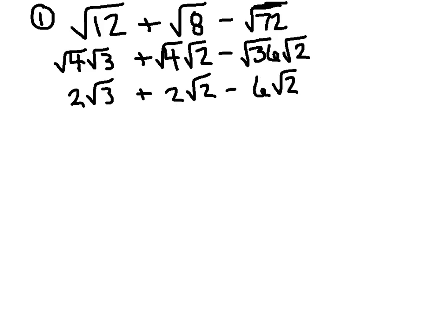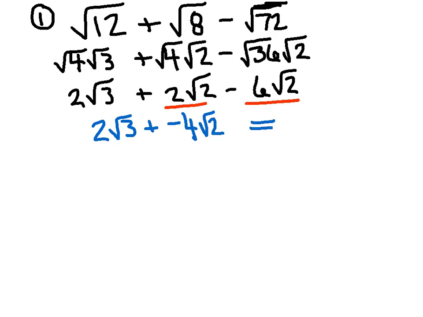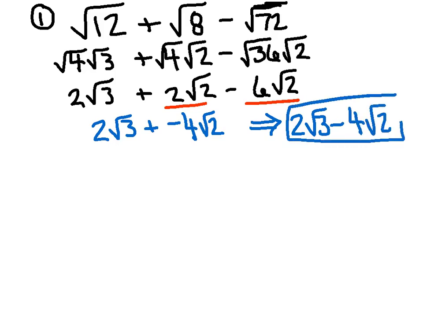And out of the 3 terms, we can actually combine the second one with the third one. However, we cannot combine either of those terms with the first one because we had different radicals. So as my final answer, I'm going to suggest that 2 radical 3 plus a negative 4 radical 2 is my final answer. Or maybe more concisely, we could say 2 radical 3 minus 4 radical 2 is our final answer. And it looks like that. Let's try another one.